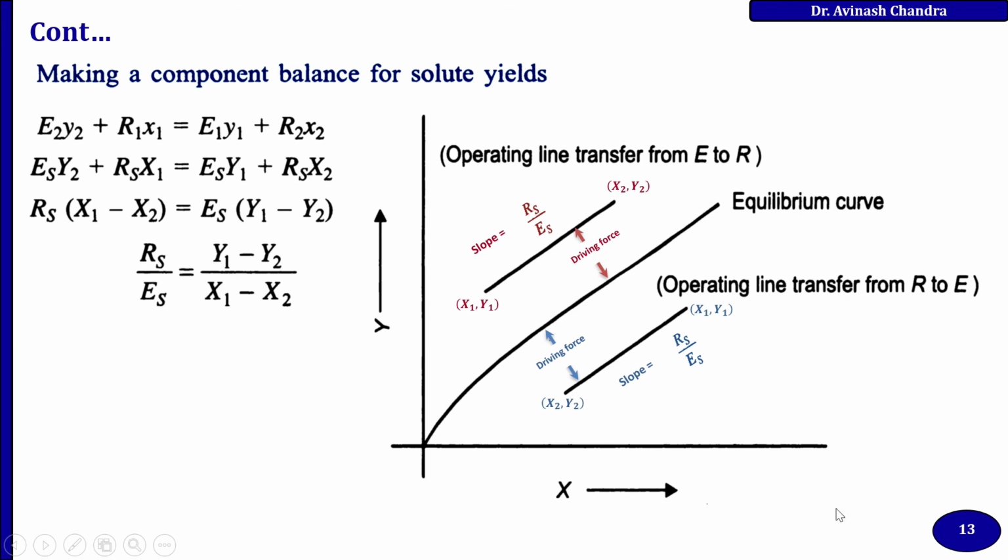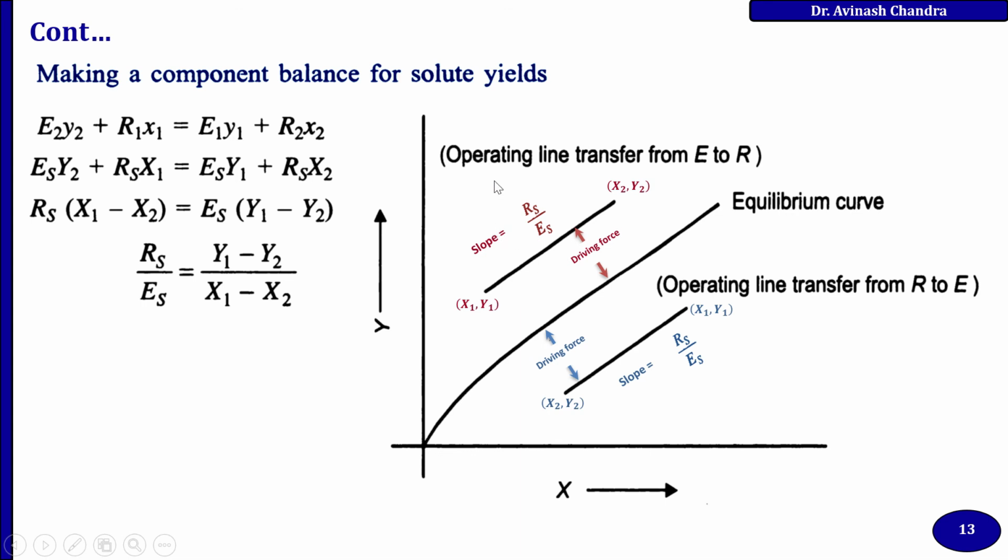So you can see here, this is capital X, this is capital Y, these are the mole ratios. So the equilibrium curve is this much. For the operating line transfer from R to E, in that case this will be the driving force in case of counter current. So this is the slope of RS upon ES.